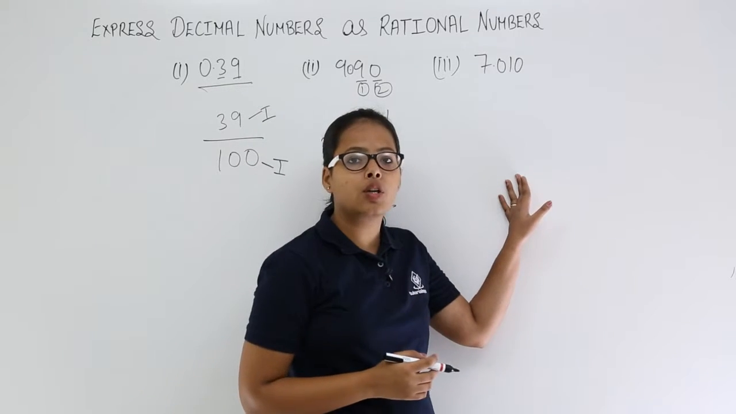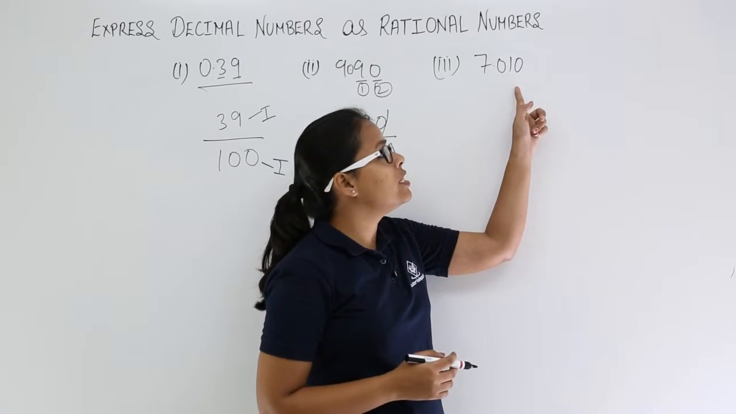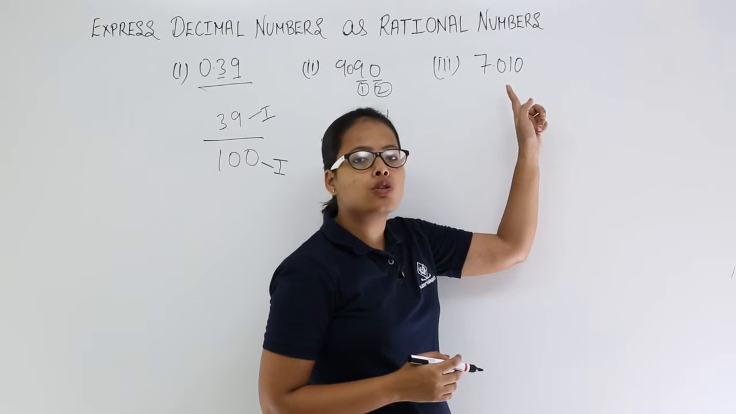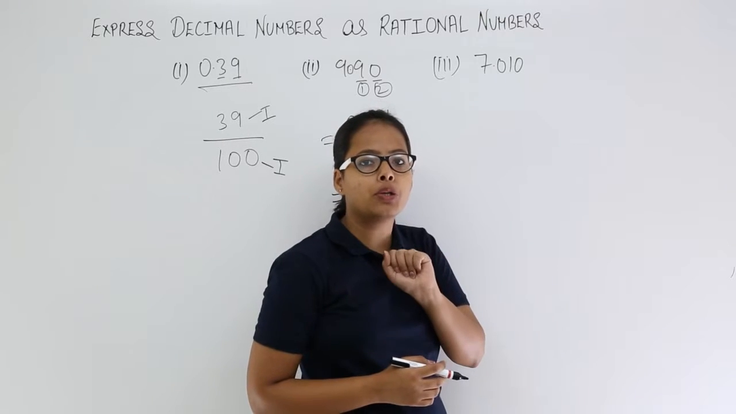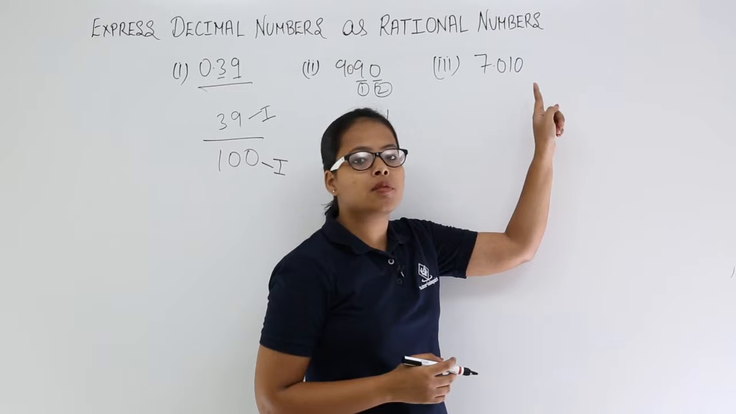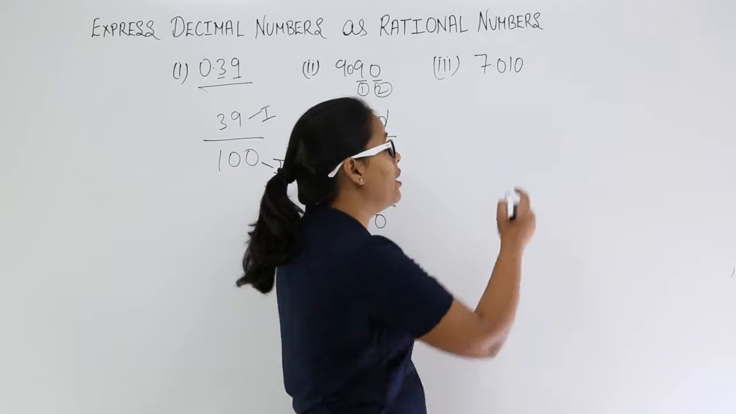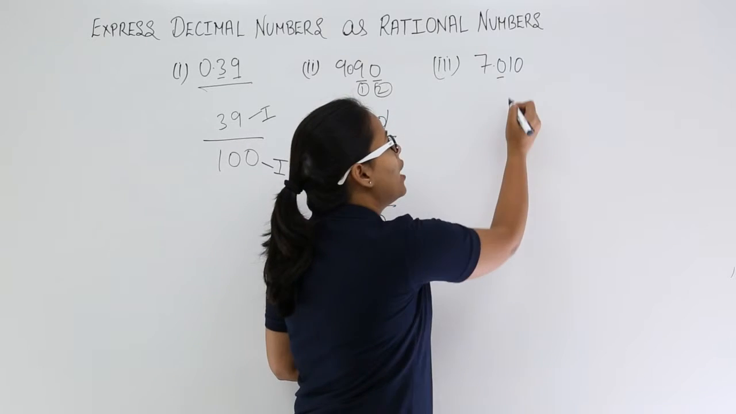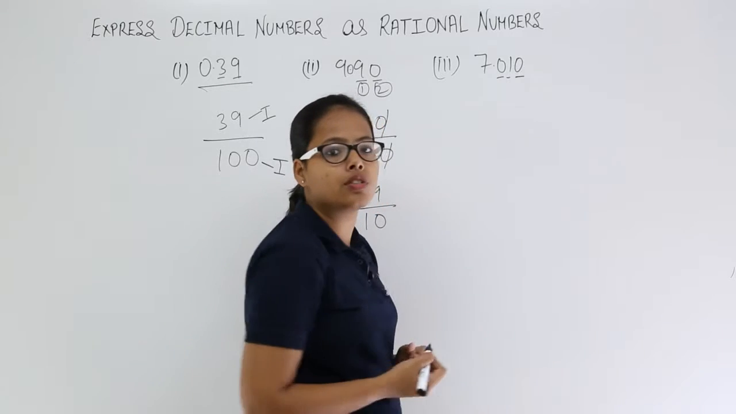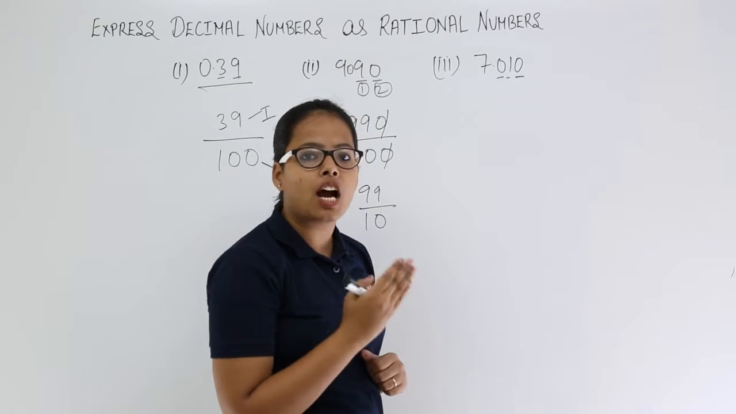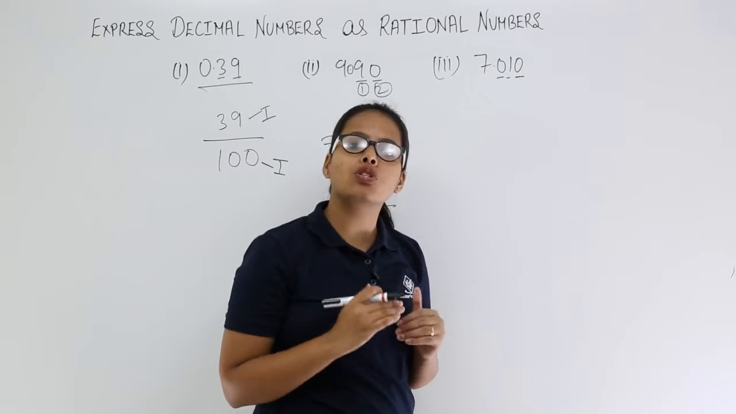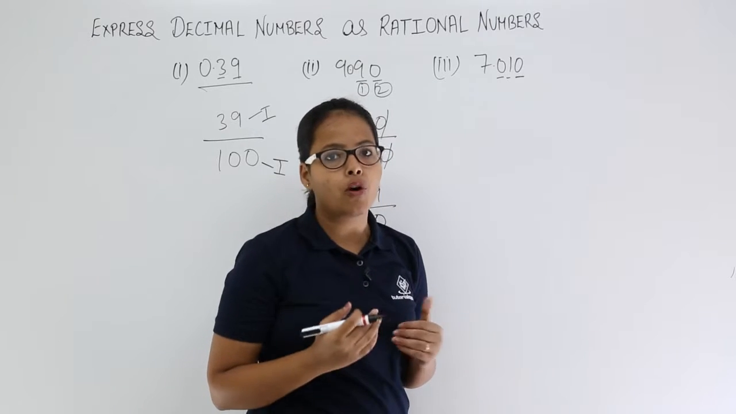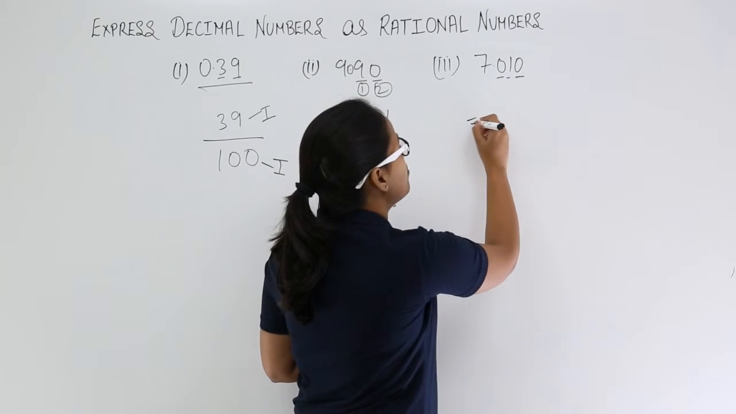Now let's take our third question, which is 7.010. To remove this decimal point, what will you do first? Let's count the decimal digits after the decimal point. So how many digits are there? 1, 2 and 3. So there are 3 decimal digits after the decimal point. So how many zeros will be there in the denominator? Of course 3 zeros, as there are 3 decimal digits.